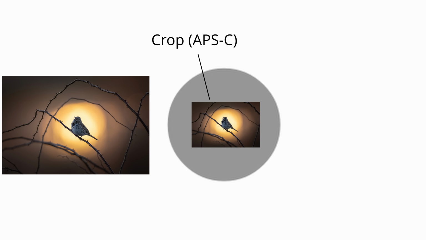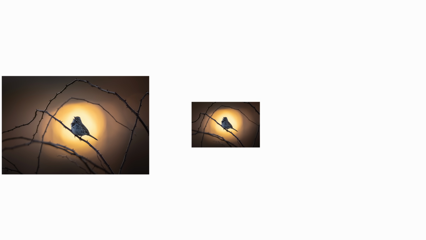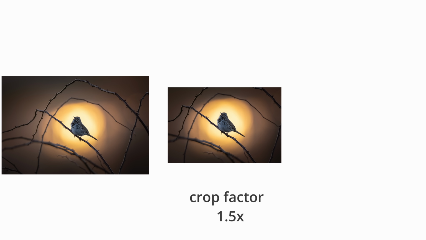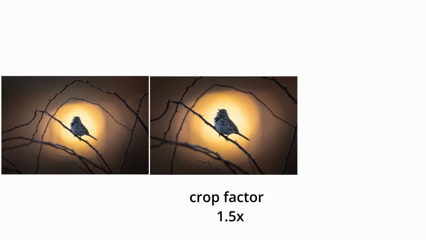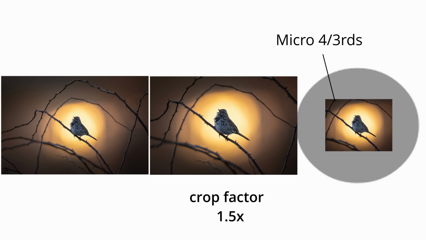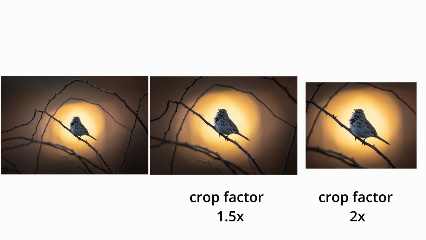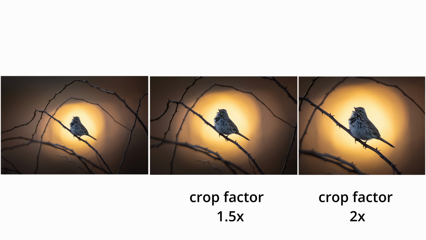A full frame, which becomes the standard when calculating crop factor, would look like this. A crop sensor looks like this, and the difference in size is described by a crop factor of 1.5 for APS-C, or 1.6 on a Canon, and micro four thirds like this, described as a 2 times crop factor.